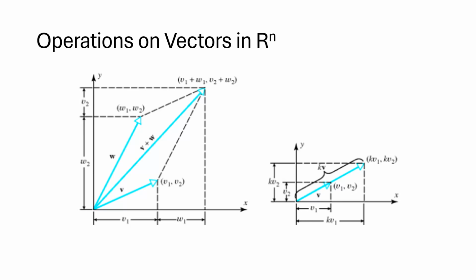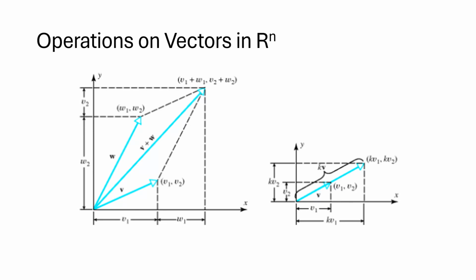So here, our next objective is to define the operations of addition, subtraction, and scalar multiplication of vectors in R^n. To motivate these ideas, we will consider how these operations can be performed on vectors in two-space using components.